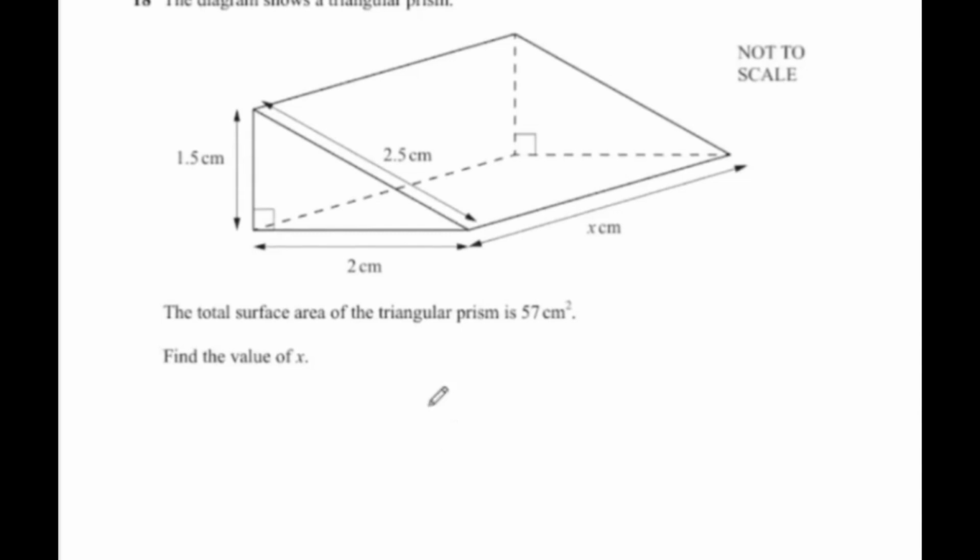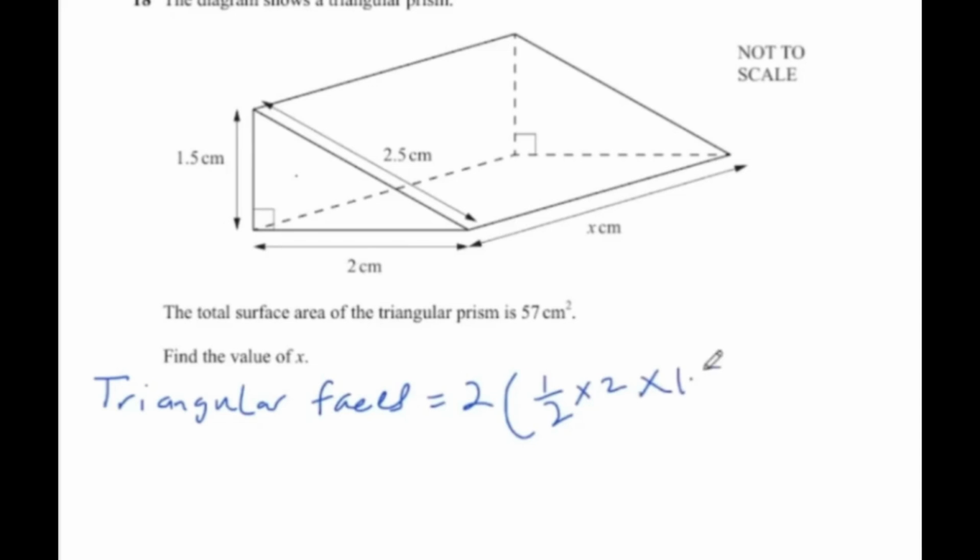Now, let's see. The prism has two triangular faces. The area of a triangle is half base times height. So let's do it for these triangular faces. The areas will be 2 times half times the base, which is 2, and the height is 1.5. So this cancels this. We are left with 2 times 1.5, which gives us 3. So this is 3 centimeters squared for the two triangular faces.